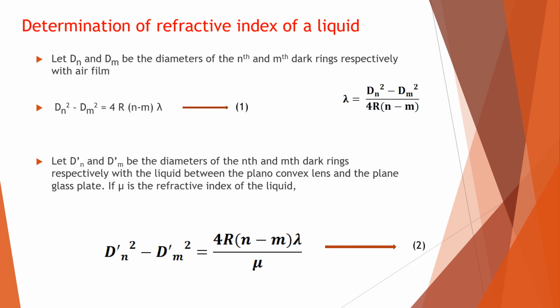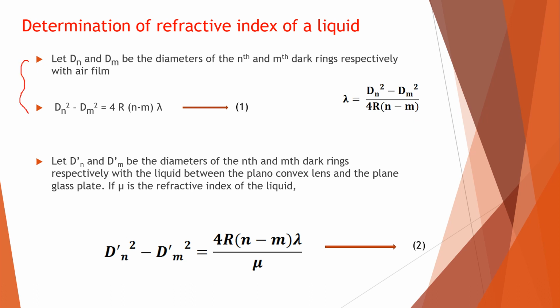The second application is determination of refractive index of a liquid. Let Dn and Dm be the diameters of the nth and mth dark rings respectively, with air film between the planar convex lens and the plane glass plate. From the formula that we just wrote for the first application, we can write the value of Dn square minus Dm square as lambda into 4R into (n minus m). This is given as equation 1.